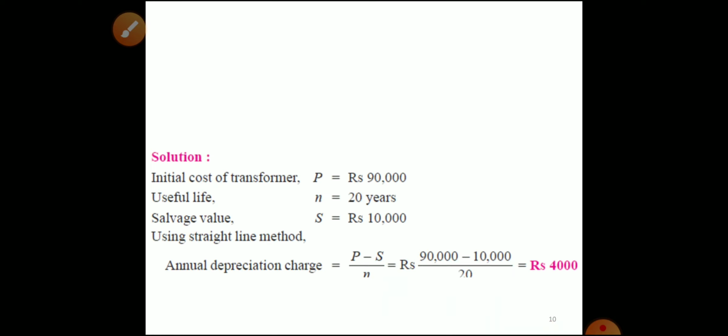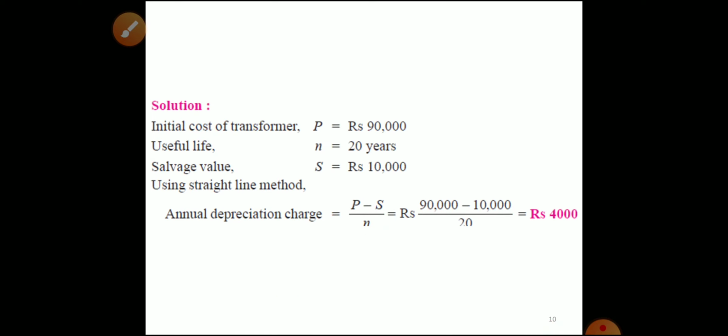Okay. So what are the given terms? Initial cost of the transformer is 90,000. Useful life is 20 years. Salvage value is 10,000. Using the straight line method, annual depreciation charge is (P minus S) upon N, which is equal to 4,000 rupees.